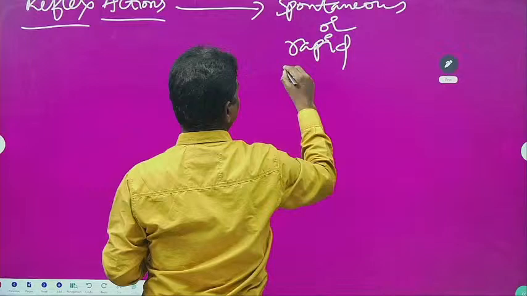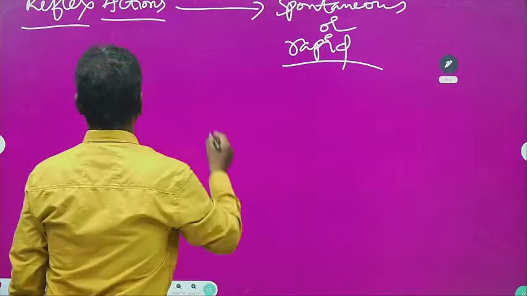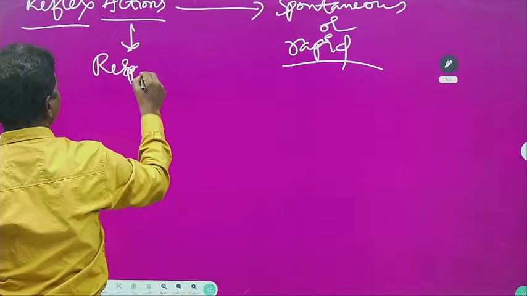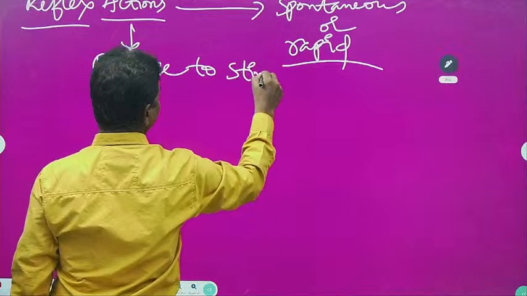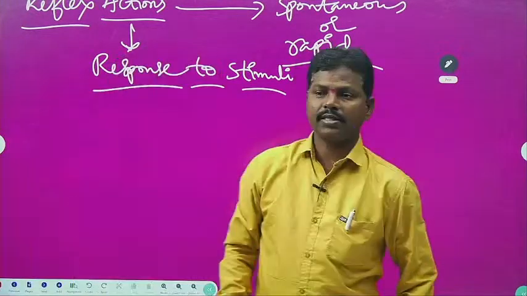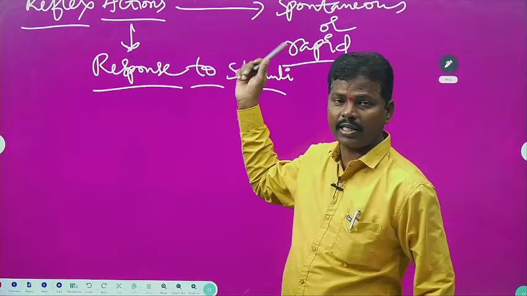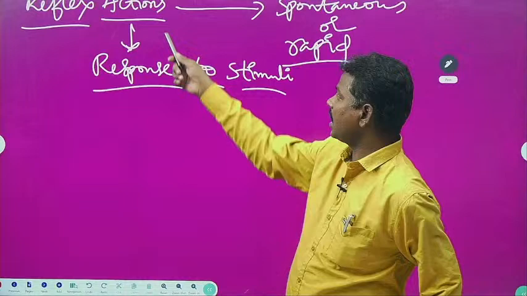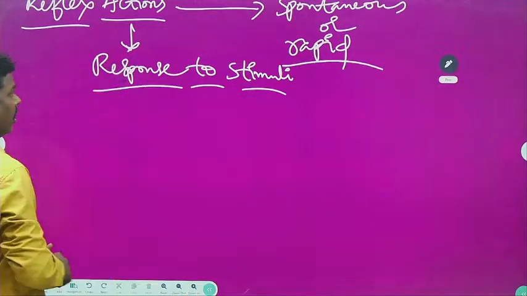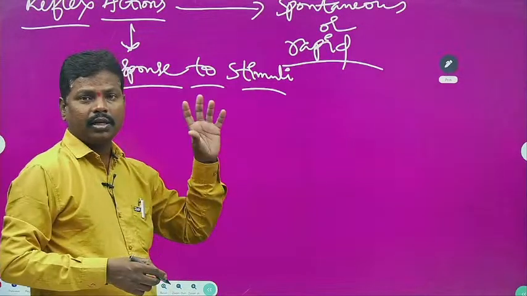Next, how these actions show depends on response to stimuli. Reflex actions are the actions which occur spontaneously or rapidly in our body, but they are related to response to stimulus only. Now I am drawing the reflex action pathway.